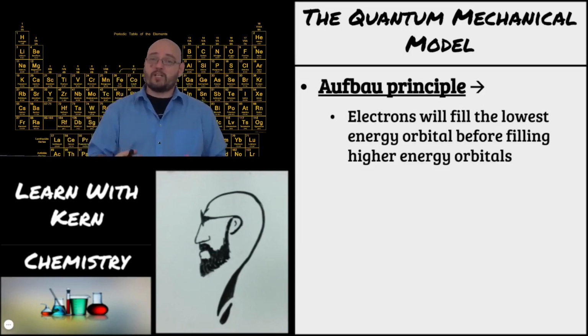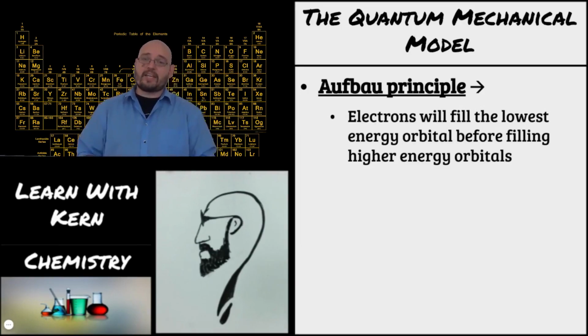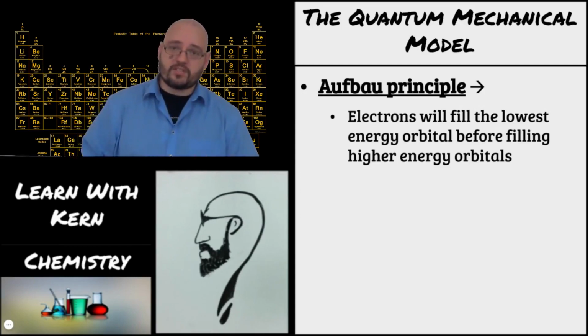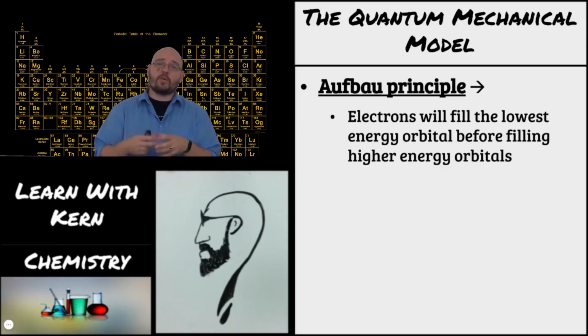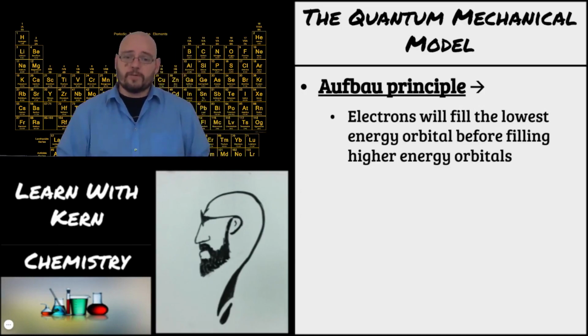When someone else comes in behind you who's in the same boat, that seat's already taken, so they're going to sit in the next closest seat. And that's the way electrons fill electron orbitals. They fill the lowest energy possible first.